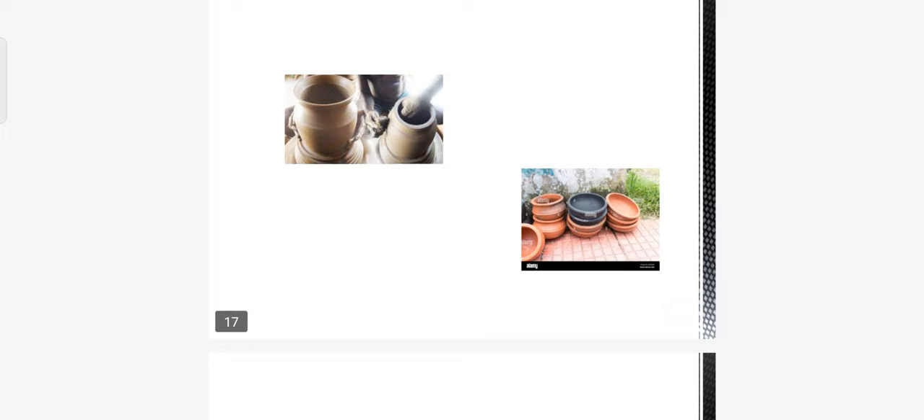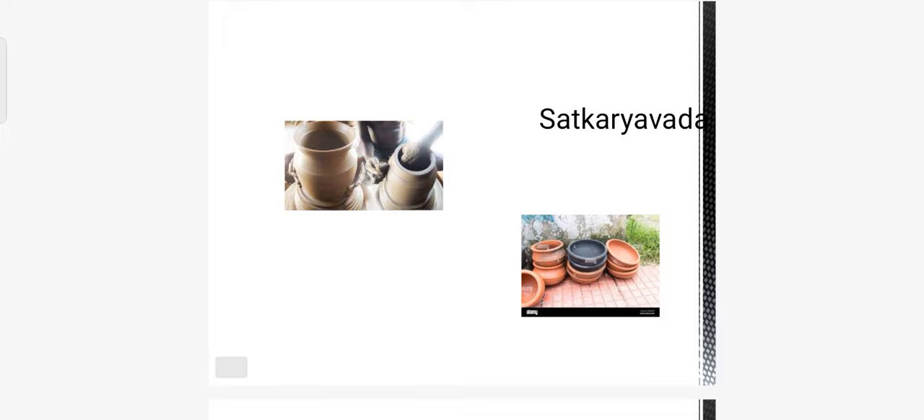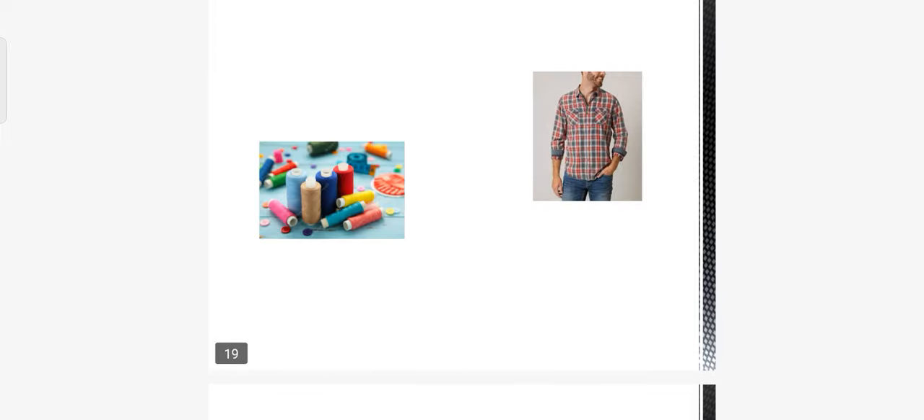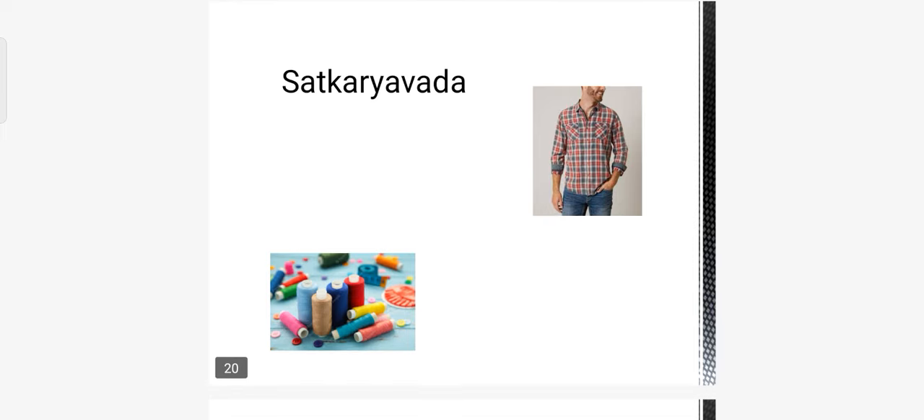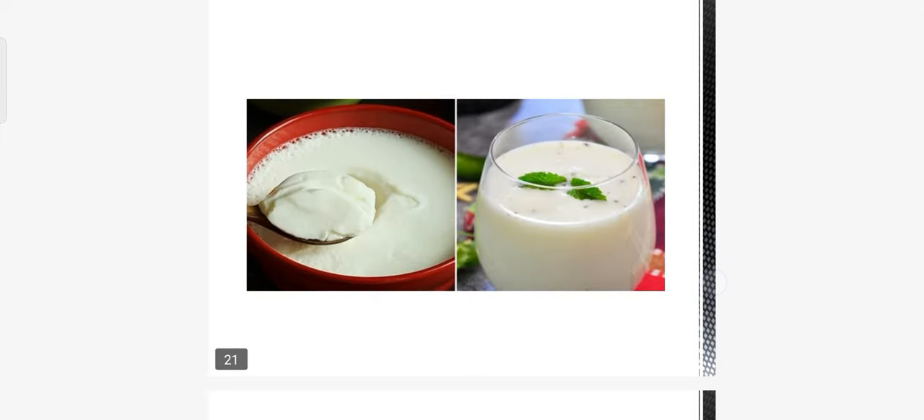In a similar way, you have the Mritika, which is like a wet pot, and the pot has been made ready. It is also one of the answers for the Satkarya Vada. Then Tantu and the Pata, which is also again an example for the Satkarya Vada. So moving on to the next one, that is the curd turning into buttermilk.